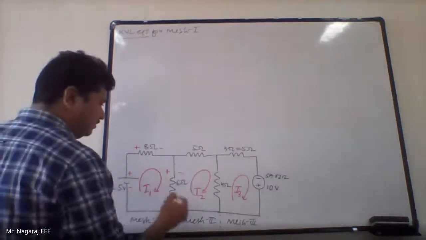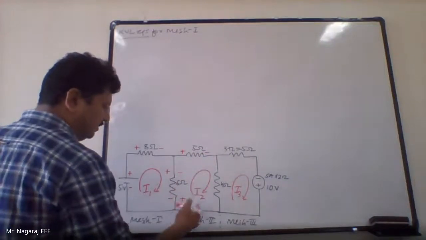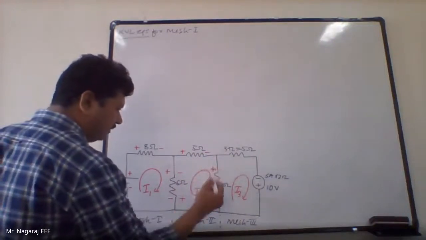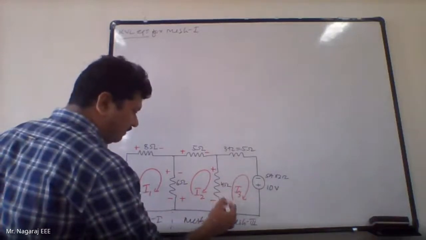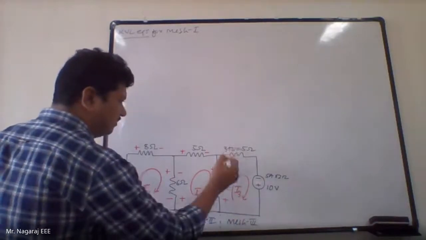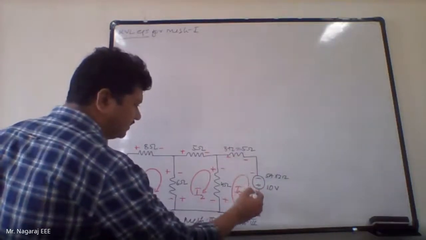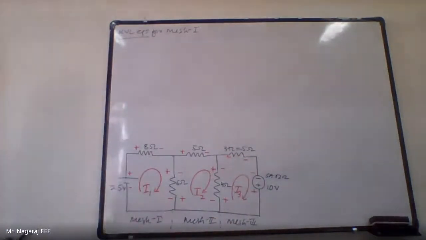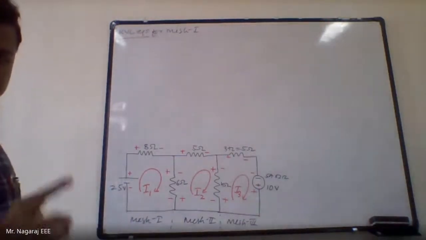I2 is entering the 5 ohm, here it will be plus and minus. I2 is entering the 4 ohm, this will be plus and minus. For the 5 ohm, plus and minus, and the source is already known. So this is the sign convention. Don't make mistakes in giving the sign convention.